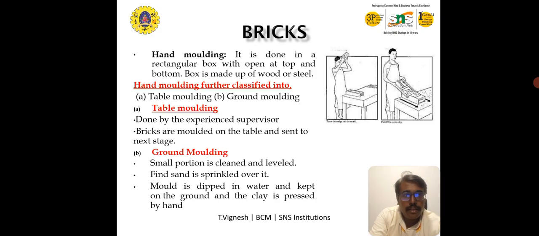There are two different types of molding: one is hand molding, and another one is machine molding. Hand molding is done in two ways: one is table molding, another one is ground molding. Table molding is done by an experienced supervisor. Bricks are molded on the table and sent to the next stage.